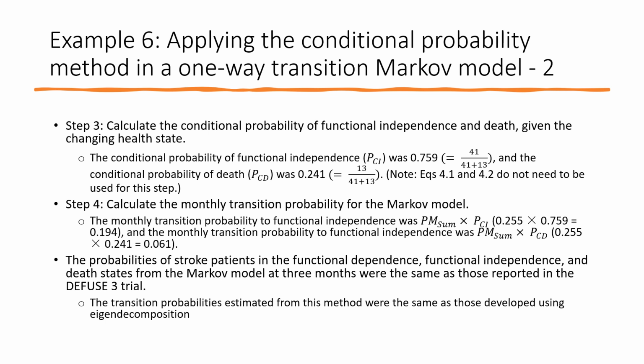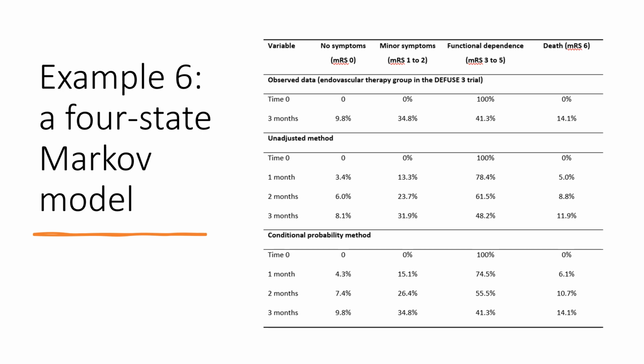We ran our Markov model using the monthly transition probabilities by the conditional probability method. The probabilities of stroke patients in functional dependence, functional independence, and death states from the Markov model at 3 months were same as those reported in the clinical trial. We also examined this method in a Markov model with 4 health states using the same example.